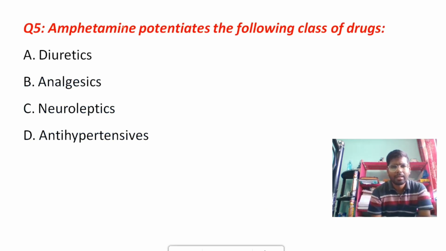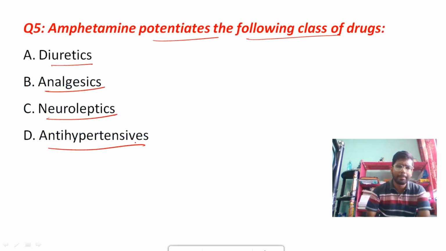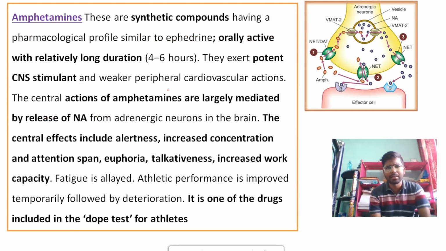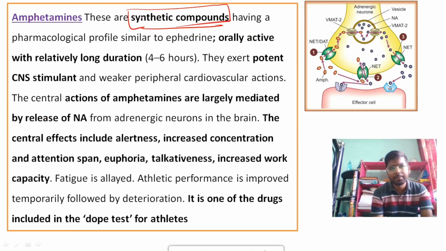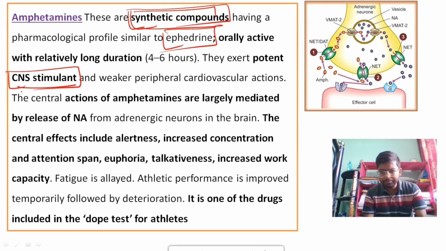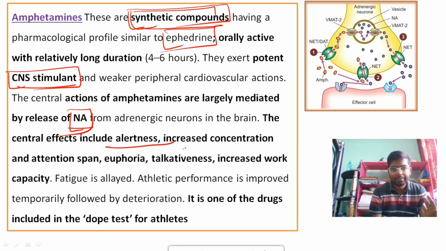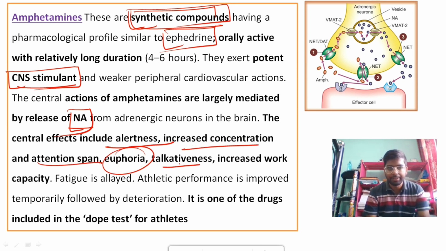Coming to the next question, amphetamine potentiates the following class of drugs. Options are diuretics, option B analgesic, neuroleptics, and antihypertensive drugs. See, amphetamines are synthetic compounds. They are very similar to ephedrine. They are orally active compounds with CNS stimulant property. They release more norepinephrine into the synaptic cleft, and that can create alertness, increased concentration and attention span, euphoria, talkativeness, and delayed fatigue. These are the actions and consequences of amphetamines.